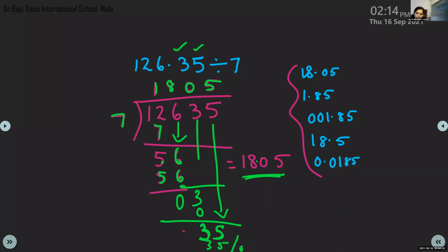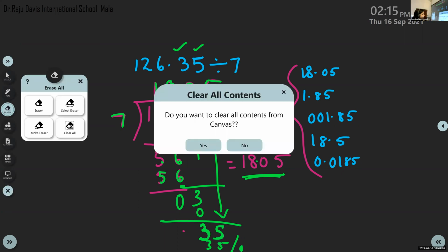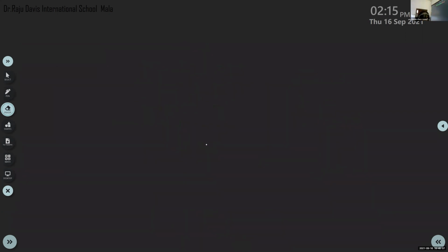Understood? If the number which you bring down is not divisible, then put a 0 on the top. What is the meaning? 7 into 0, 0. Subtract. Then only you can bring down the next number. Understood? Don't make that mistake again. When we do many problems, such types of errors can be corrected. Okay. Next one.